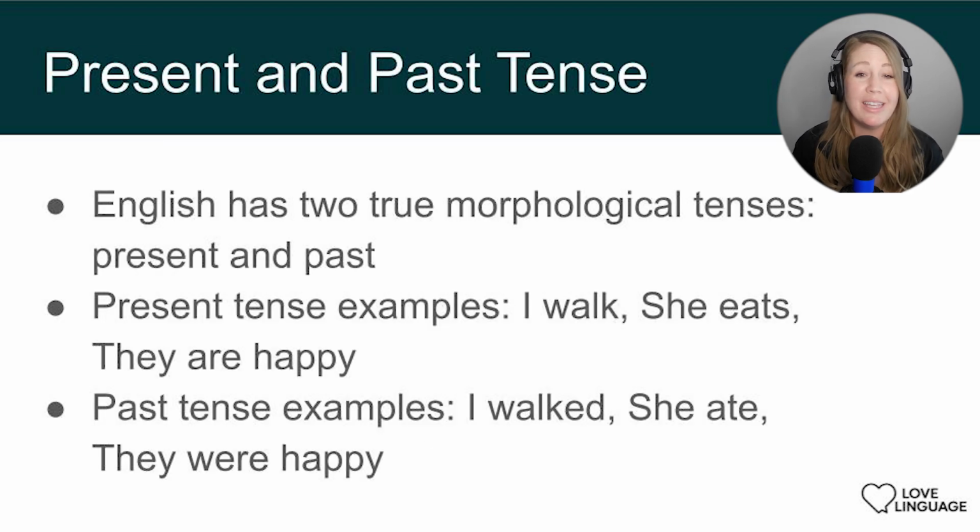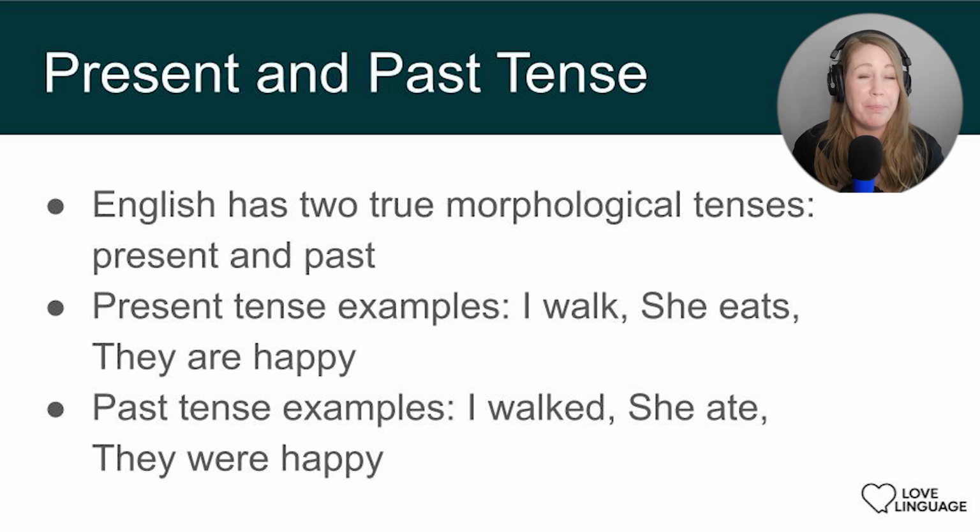Here's an important point. English only has two true morphological tenses, present and past. Present tense, for example, I walk, she eats, they are happy. Or past tense, I walked, she ate, they were happy. And notice how the verb form changes in the past, sometimes regularly with ed, right? And sometimes irregularly with words like eat becoming ate, or shine becoming shone, speak becoming spoke, and we gave other examples of irregular verbs in our last video. Some verbs like let and put don't change at all.